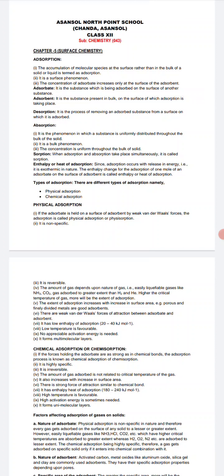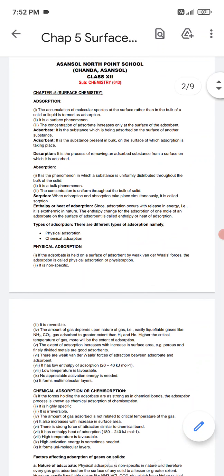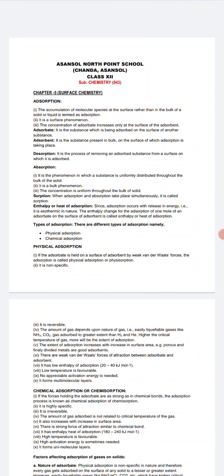First of all, we should know that adsorption is a surface phenomenon. It is a method by which there is the accumulation of molecular species at the surface of a solid or liquid rather than its bulk. That is why the accumulation of molecular species at the surface rather than in the bulk of the solid or liquid is termed as adsorption. According to the surface phenomenon, the concentration of the adsorbate increases only at the surface of the adsorbent.